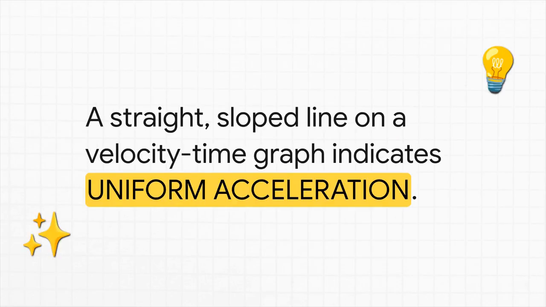And this is where it all comes together beautifully. On a velocity time graph, a straight line that's sloped up or down means the velocity is changing by the same amount over time. And what do we call a steady change in velocity? You got it, uniform acceleration. And the steeper the line, the greater the acceleration. It's all right there in the picture.